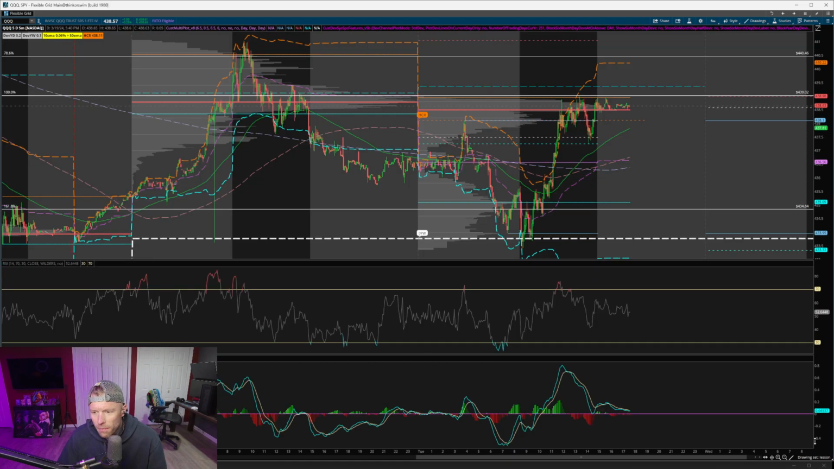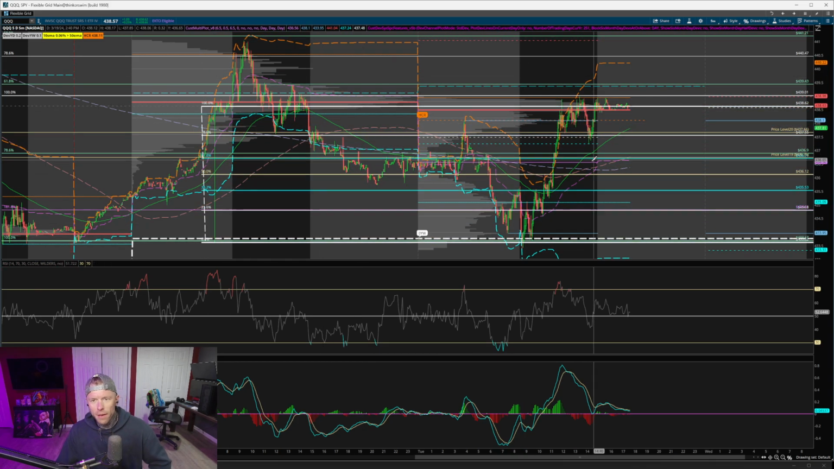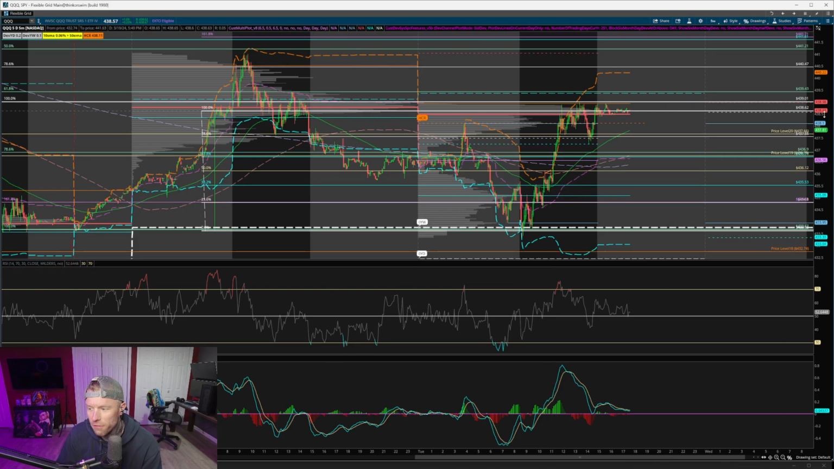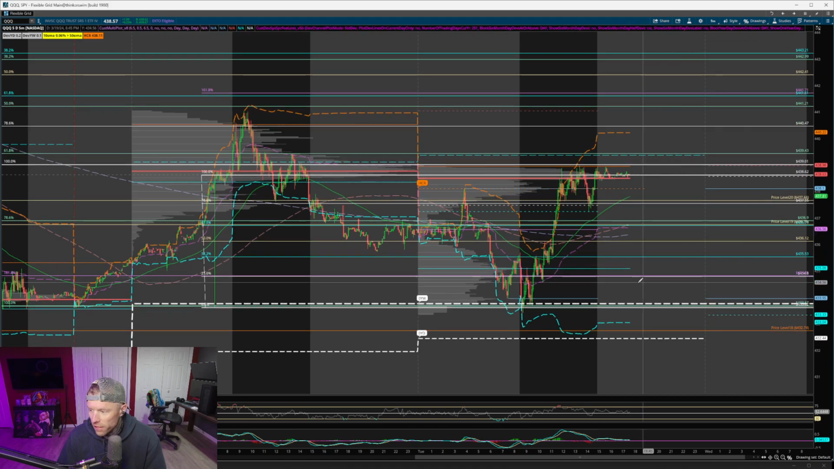So drop to the 5-minute here. The default. Must have deleted the fib, but I'll do it again. Boom. Okay. So this was the Fibonacci range that we were working with today. Let's make it real pretty. There we go. Nice and easy to see.